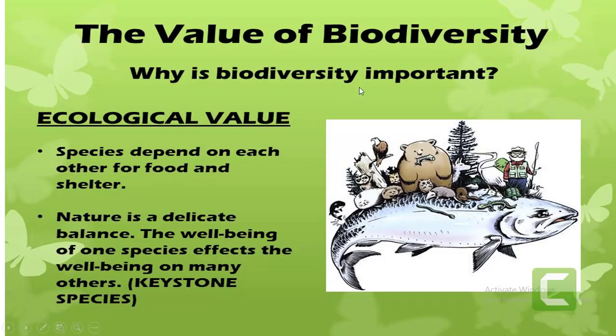The value of biodiversity means that the species depend on each other. One species, for example fish, depends on other plants and other animals, other small fish, for food or for shelter. Nature is a delicate balance. The well-being of one species affects the well-being of many others. It means that if one species is damaged or goes extinct, it affects the other organisms also.